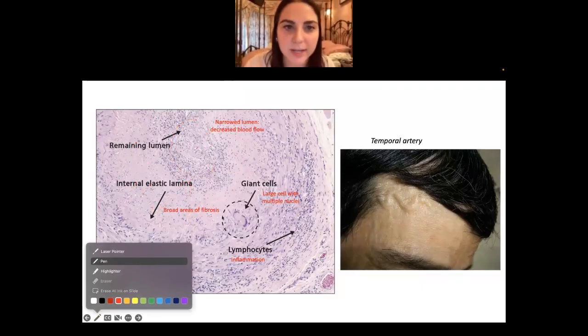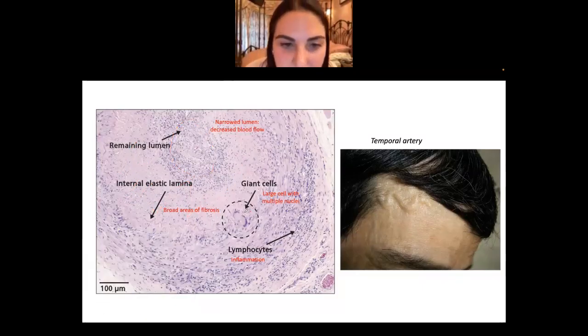Also in a biopsy, you see giant cells. So this is a giant cell. It's basically a large cell that has multiple nuclei. All it is is a macrophage that's just massive. It's like an activated macrophage. And then all the way out here, you'll just see more inflammation, more lymphocytes, things like that. Okay, but again, not seeing this does not exclude GCA.